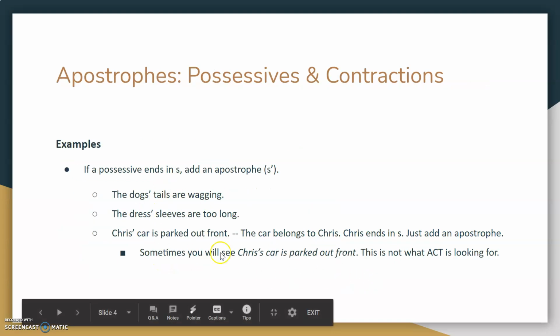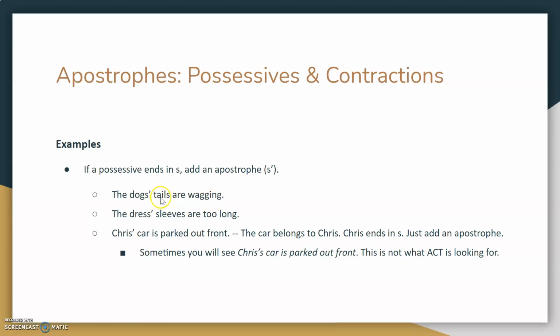All right, a little more practice with that. The dogs' tails are wagging. Here, the tails belong to the dogs, so it's possessive. More than one tail means more than one dog. If it's dogs, right, that ends in S, so it just ends with an apostrophe. The dress's sleeves are too long. Here, the sleeves belong to the dress, so it is possessive. Does dress end in S? Yes. So it gets an apostrophe at the end.